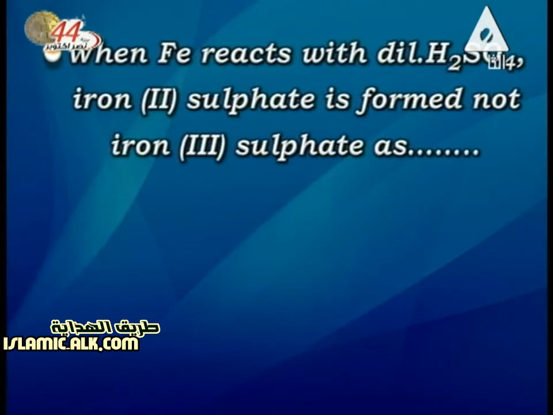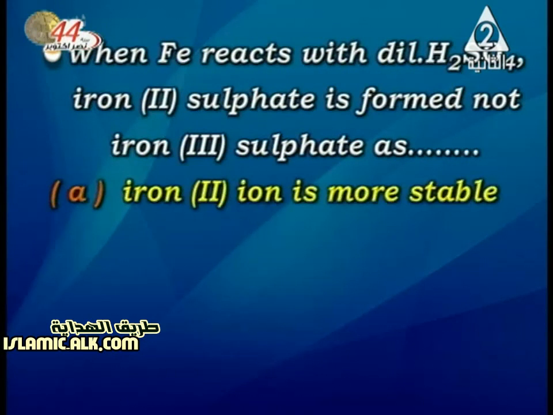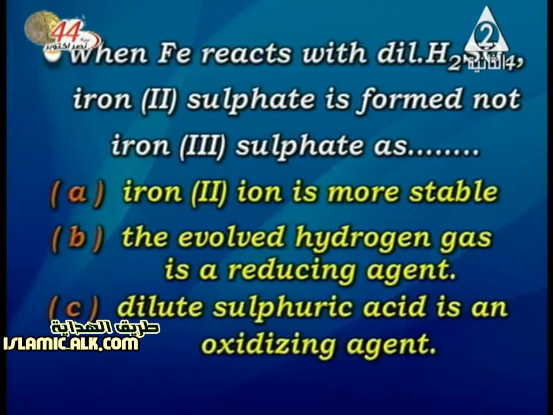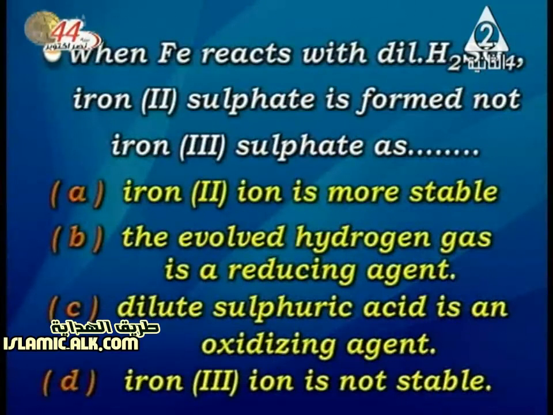When iron reacts with dilute sulfuric acid, iron 2 sulfate is formed, not iron 3 sulfate, as what? Iron 2 ion is more stable, the evolved hydrogen gas is reducing agent, the dilute sulfuric acid is an oxidizing agent, or iron 3 ion is not stable. If you think about it, yes, the answer will be the evolved hydrogen gas is reducing agent.